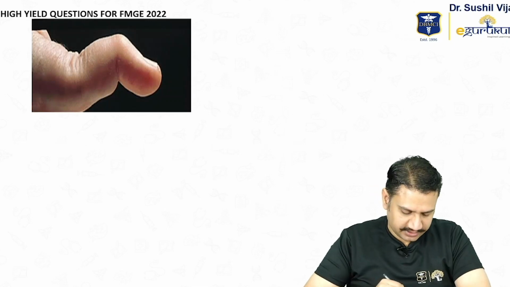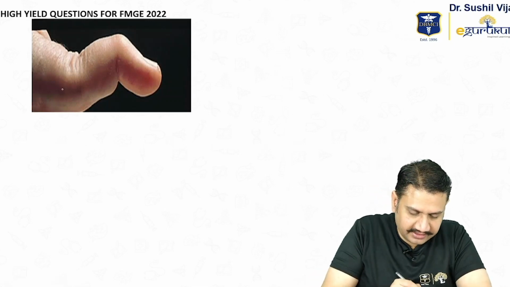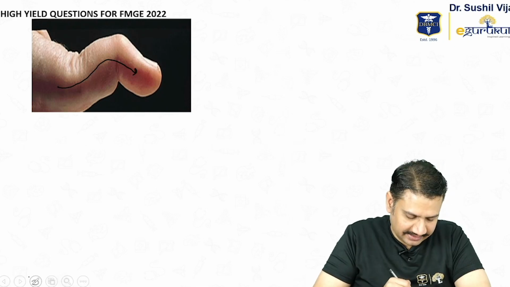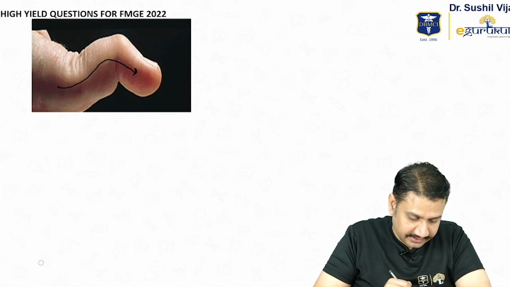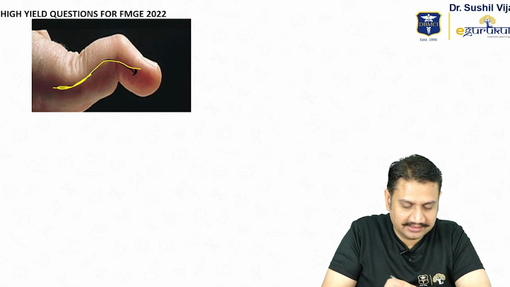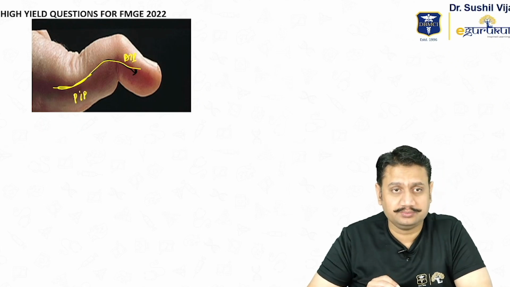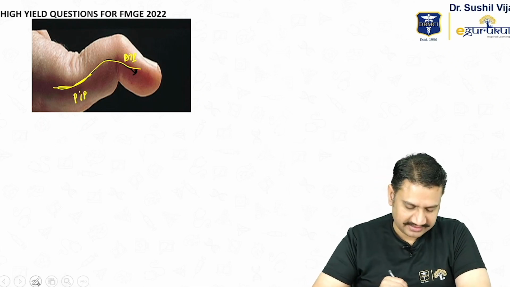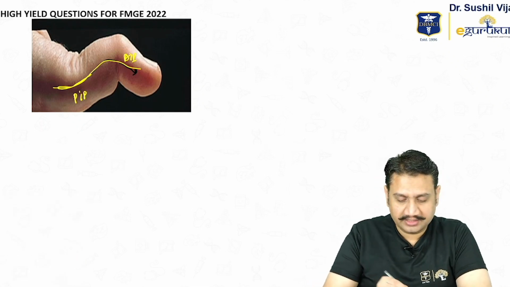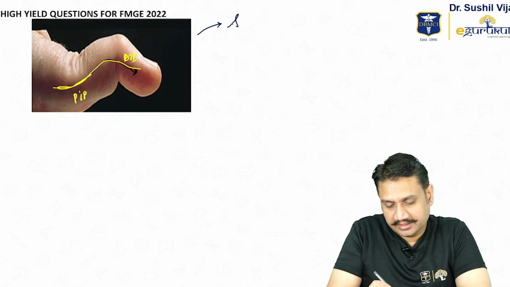So in this image, guys, what you're able to see is the finger getting flexed at the last IP joint, and there is an extension, hyperextension, I must say, at the proximal IP joint. So DIP and PIP. What deformity is that? I hope you all are able to recall the deformity. It will be your swan neck deformity.